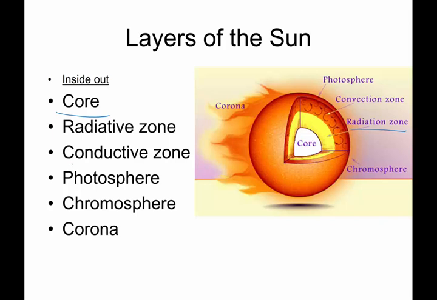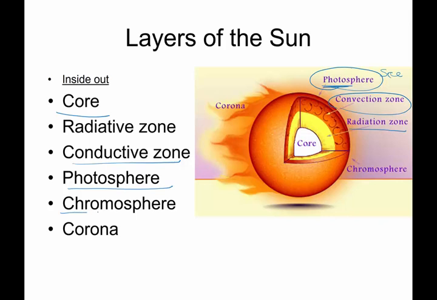There is a conductive zone. This illustration says convective zone, and they basically are the same thing. I will explain later. An area called the photosphere. The photosphere is actually what we see if you took a photograph of the sun.